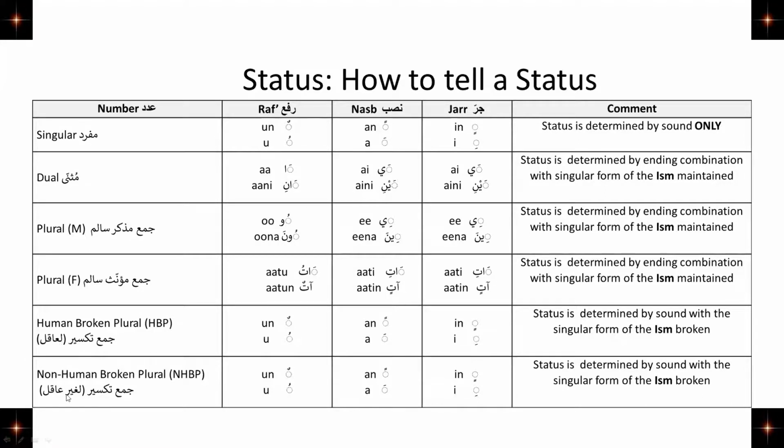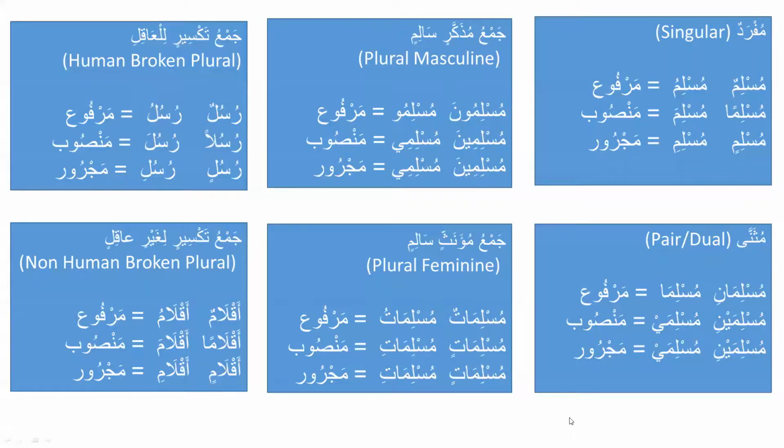Okay? But we have a broken plural for non-human. That's the one I gave you earlier, kalamun. So you have aklamun, aklamu, aklaman, aklama, aklamin, and aklami. Why is it broken? Because the singular form is kalamun. In the plural form, it did not say kalamuna, for instance. It says aklamun. So that's why it's said to be broken. And it is ghayr aqil, non-human. Okay, so you will have this particular chart as a template to remind you how you can tell the ending sounds.